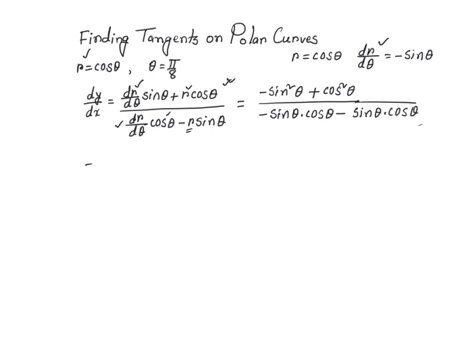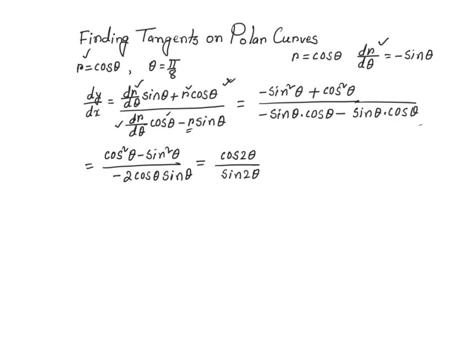Now if I continue the process on the numerator, I get cosine square of theta minus sine square of theta, and in the denominator I get negative 2 cosine of theta times sine of theta. Now using the trig formulas we can simplify it. Cosine square of theta minus sine square of theta is cosine of 2 theta, as we know. Then 2 cosine of theta times sine of theta is sine of 2 theta, and then there is a negative in front of it. Now this is my slope.